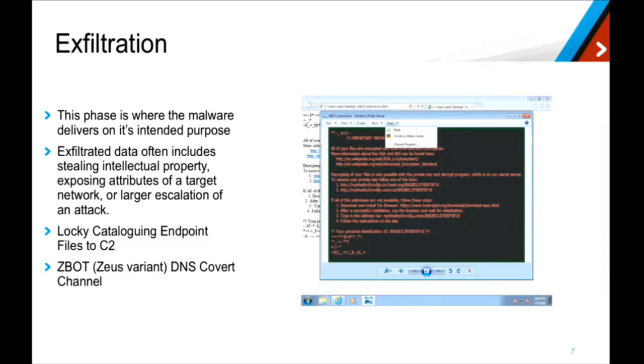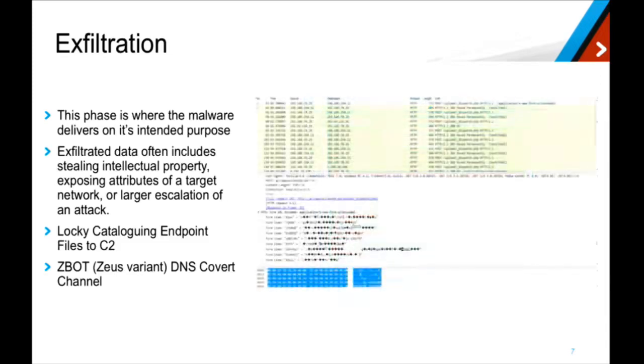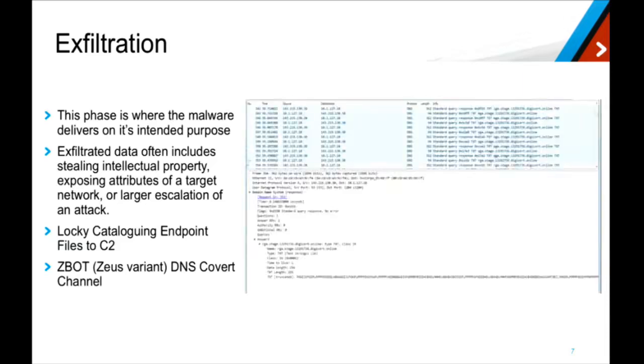So if we look at something like Locky, maybe going through and cataloging all the files on the endpoint, figuring out what's interesting and encrypting them. If we look at something like ZBot, this one is actually using a DNS channel for command and control. So they didn't even have to use anything special or customized. With DNS, you can just send a query and it's going to find its way home, essentially all the way to the server and back. So in this case, it's actually exchanging commands and information for the malware to take advantage of.